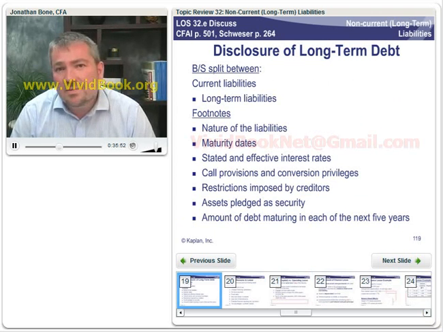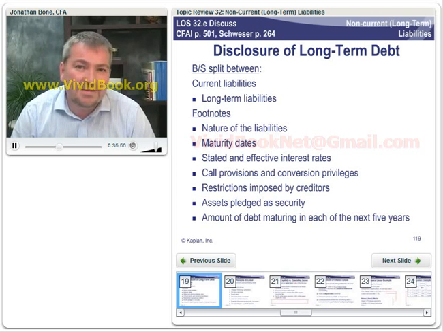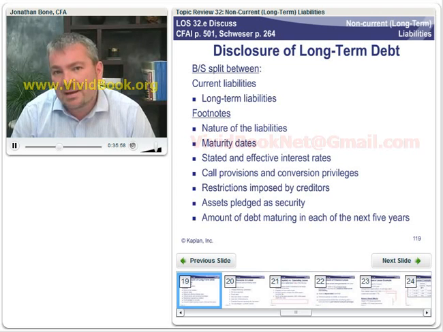They'll also talk about any features on the bond, such as call provisions. Remember, a call provision gives the issuer the right to buy the bond back earlier at the call price. And conversion privilege, such as conversion into equity. Any restrictions imposed by the creditors, i.e. covenants, will be detailed. Any assets pledged as security will be detailed.